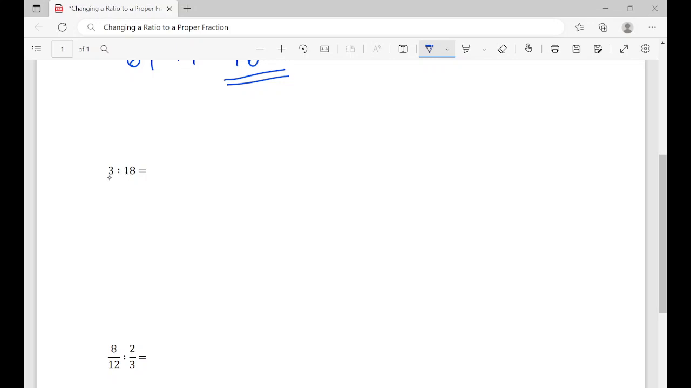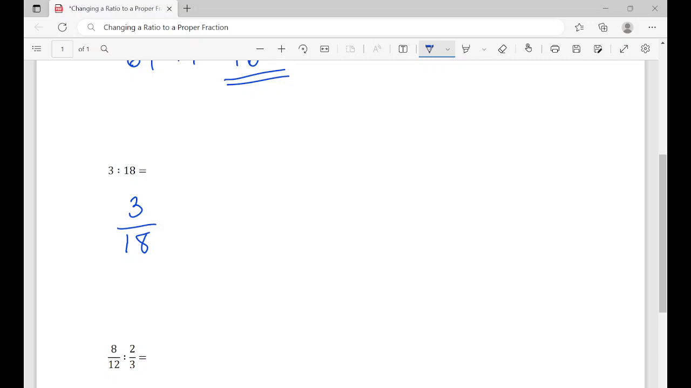Next, we have the ratio 3:18. So we're going to write this as a fraction. So that's going to be 3 as our numerator and 18 as our denominator. And we're going to reduce this down as best we can if possible.